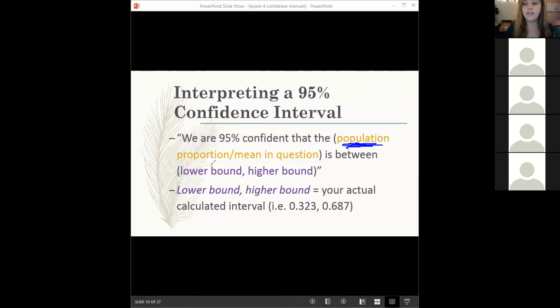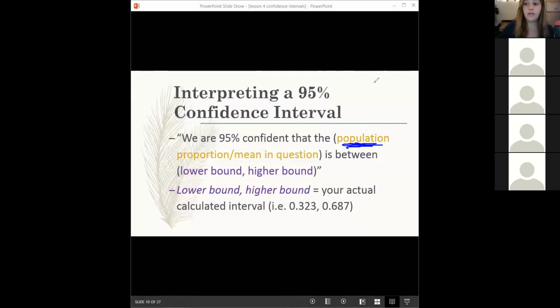The best thing to keep in mind is that when we take these samples, because we're trying to estimate the population proportion, that's what we're trying to find, the population parameter. So after we find that sampling distribution, we're interpreting it in terms of what we think the population is.